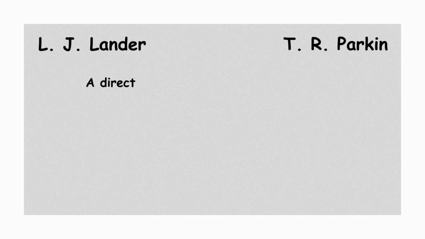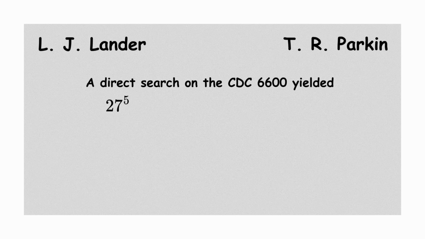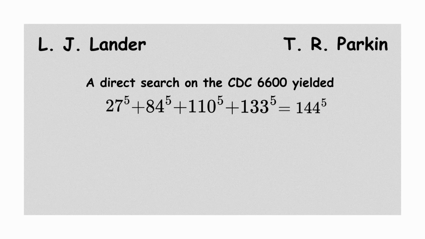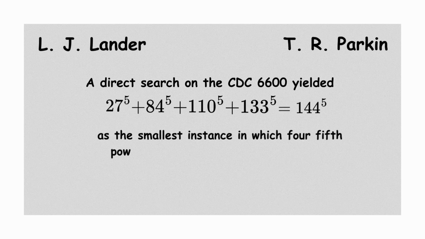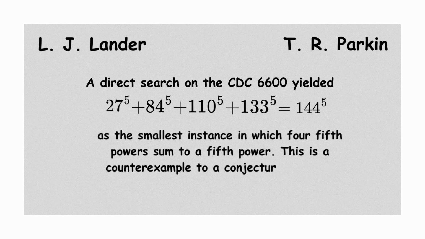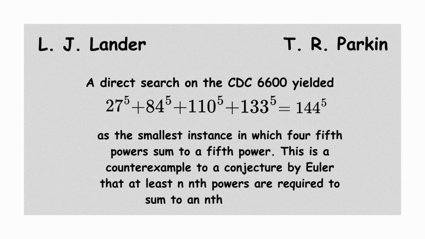Quote, a direct search on the CDC 6600 yielded 27 to the power of 5 plus 84 to the power of 5 plus 110 to the power of 5 plus 133 to the power of 5 equals 144 to the power of 5, as the smallest instance in which 4 fifth powers sum to a 5th power. This is a counterexample to a conjecture by Euler that at least n nth powers are required to sum to an nth power, n greater than 2. Unquote. Yes, the paper was only 2 sentences long.